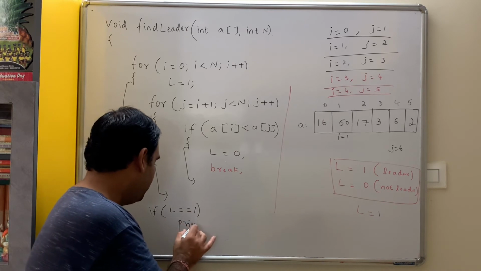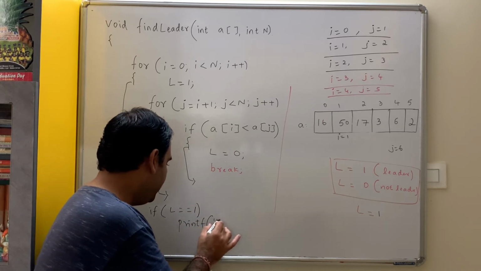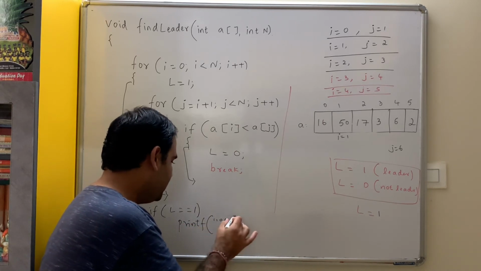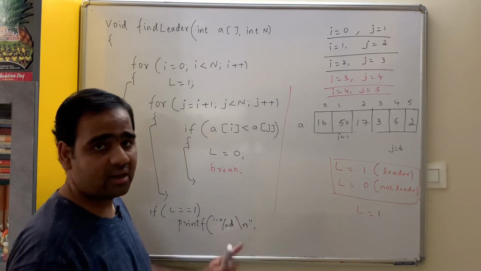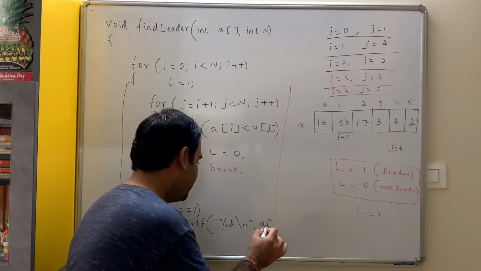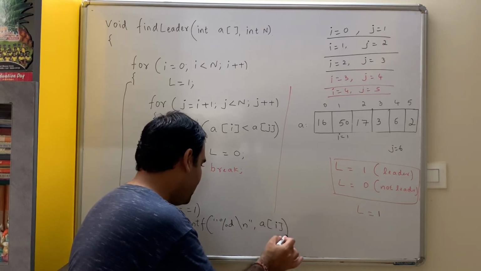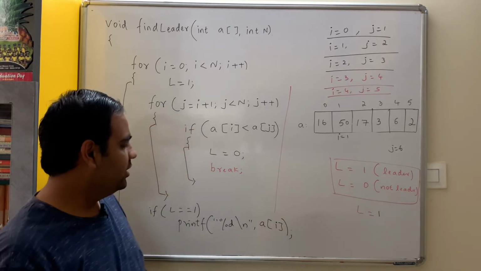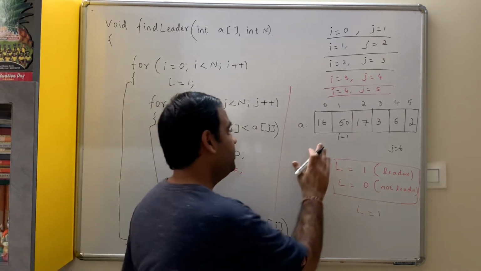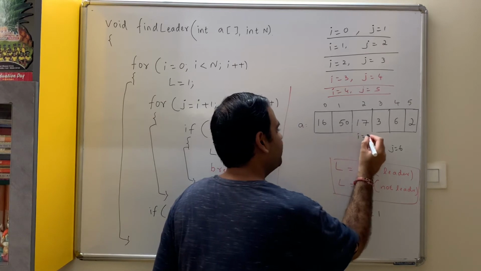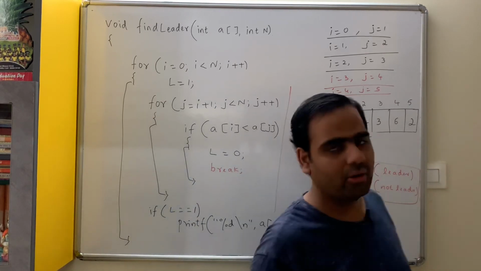How do I display 50? We say printf %d, you can give a new line if you want, or a space, whatever it is there in the HackerRank, and we say a of I. Now the value of I is 1, a of 1 is 50, it displays 50. Again it says I plus plus, I becomes 2, now it will check for 17 being leader or not.